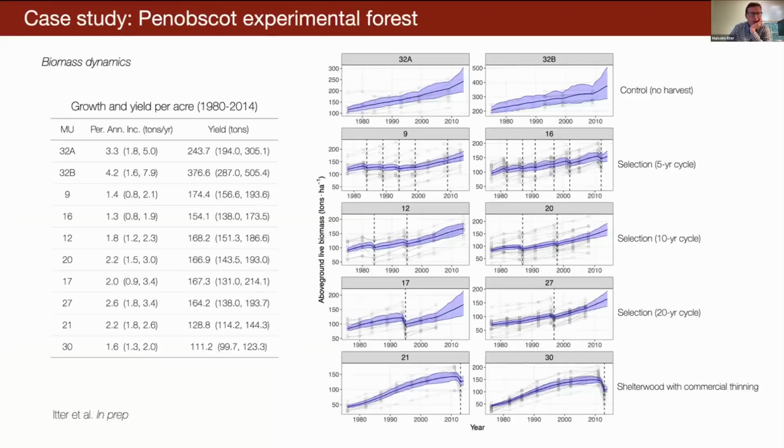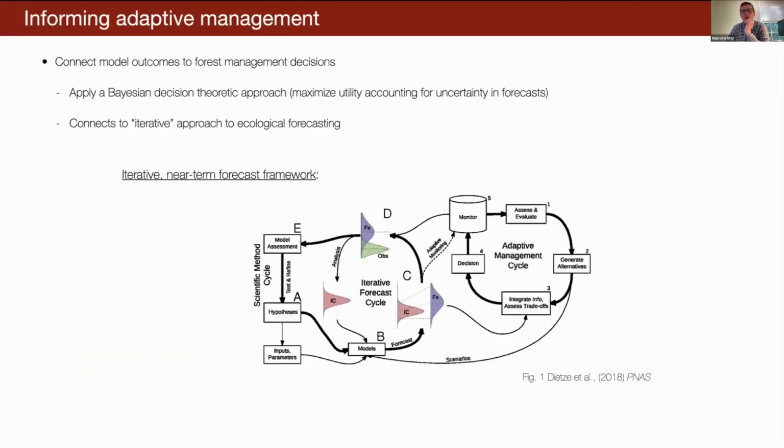Oh, okay. All I was going to say here is that these kinds of frameworks, we like them because they connect to broader Bayesian decision frameworks that allow us to account for uncertainty in our decision-making process in a formal way. They also connect to iterative approaches to forecasting that allow us to refine our models and ultimately reduce uncertainty in our predictions of these complex dynamics. And so that was really all I had.